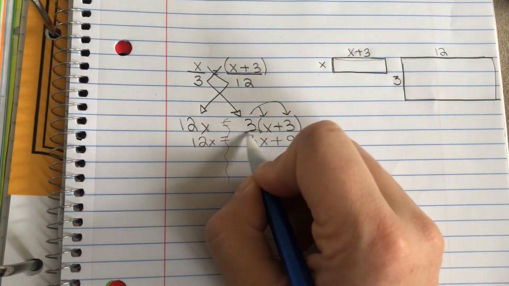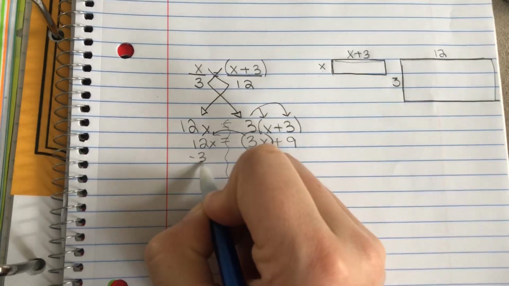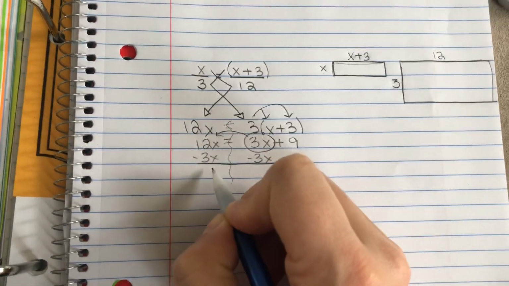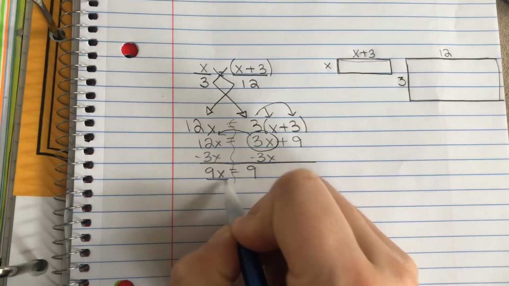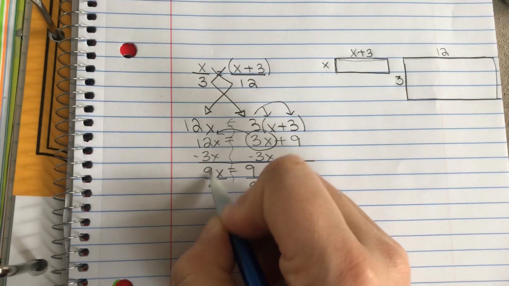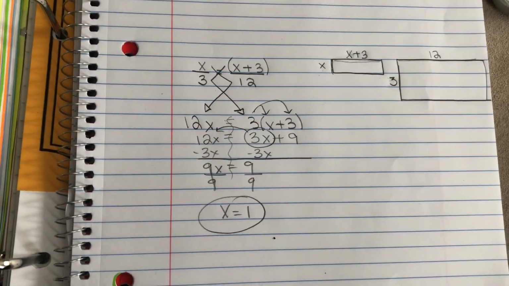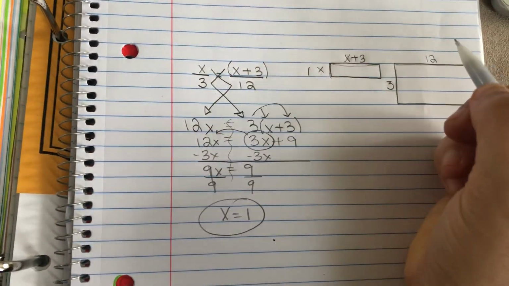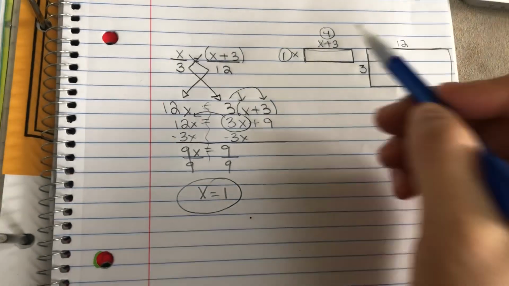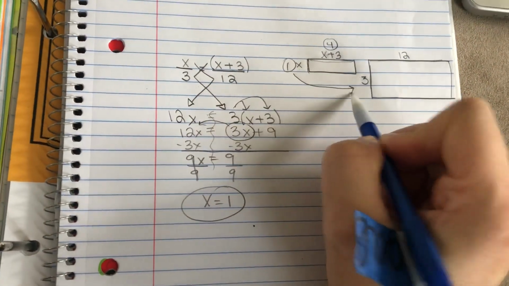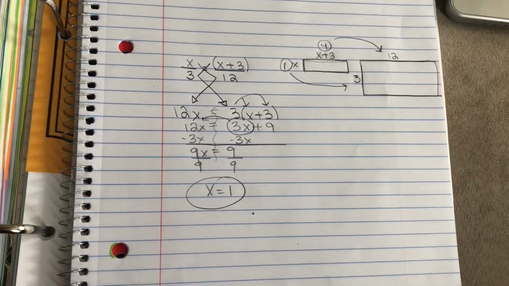And I'm going to move all my variables to the left. So I'm going to subtract 3x over. And I have 9x equals 9. And we're going to divide by 9. So that tells me that x is equal to 1. So back over here, that means this is 1. This would be 4. So now we can see this is 3 times bigger and 3 times bigger, so it makes sense. All right, good luck today.